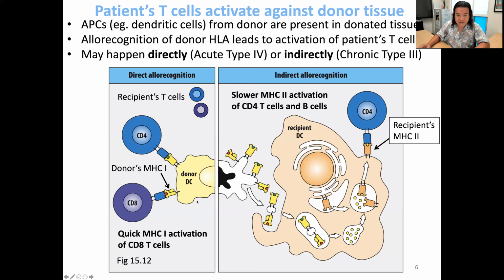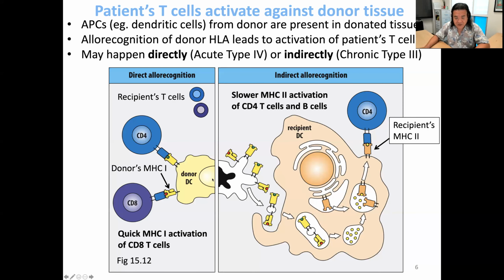Meanwhile, this dendritic cell, now that it's in the new body, wants to go to work. So it goes around and maybe gets into the lymph nodes and starts meeting all these T cells, T cells that were made by the patient, the recipient. So these T cells in the patient have been trained to tolerate and recognize the patient's own self MHCs or self HLA type.